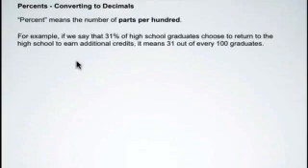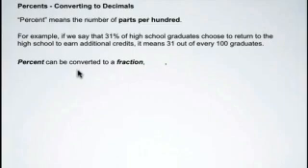So now we're going to look at percents and how to move between the different ways to write them, because percents can be written as a percent with the percent sign, a fraction out of 100, or a decimal. Percent means the number of parts per 100. So for example, if we say that 31% of high school graduates are choosing to return to high school to earn some additional credits, that means that out of every 100 graduates, 31 of them will be returning.